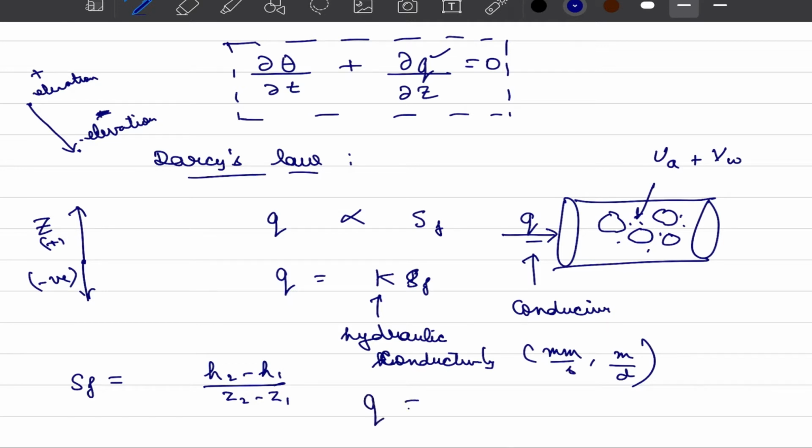So instead of just writing it as K times SF, Q will be written as minus K times H2 minus H1 divided by Z2 minus Z1, and this will ensure that we are accounting for the fundamental physics that flow can only take place from points of higher elevation to lower elevation. In compact form, we again write this as minus K del H upon del Z.